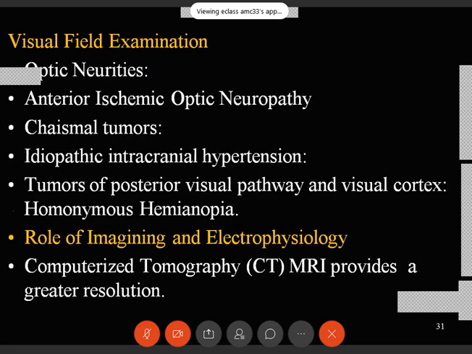Optic neuritis, anterior ischemic optic neuropathies, and chiasmal tumors are the differentials, and they can be differentiated by visual field examination. The role of imaging, CT scan and MRI, is a must. Once you suspect papilledema, you should locate the cause, because papilledema is not a disease, it is a sign.